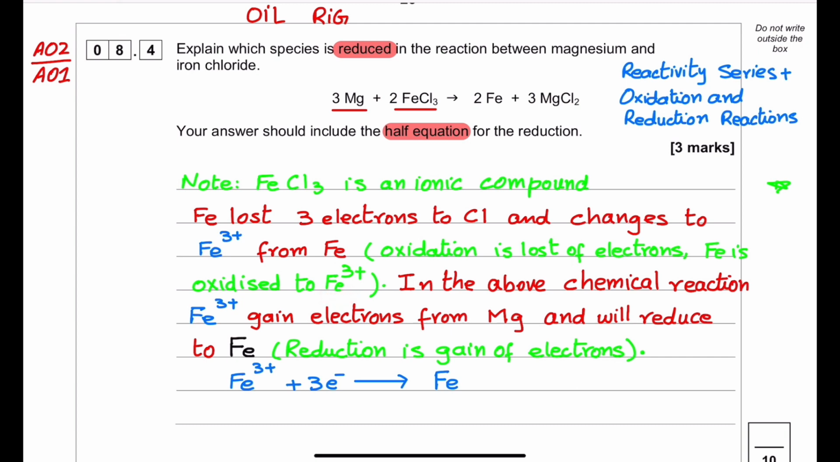In the above chemical reaction, Fe3 plus will gain electrons from magnesium and will be reduced to Fe, because we use the definition of RIG: reduction is gain of electrons. So Fe3 plus, which is coming from here, gains 3 electrons and changes to an Fe atom. The key information is given here.